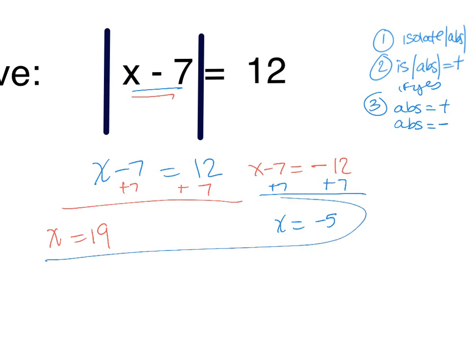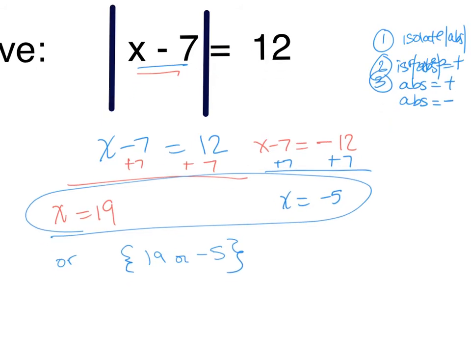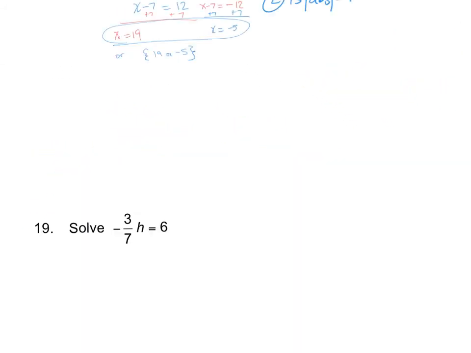You could write it like this on the test, or you could write it the way that I showed you before, or you could say 19 or -5. Either one is correct. Okay.